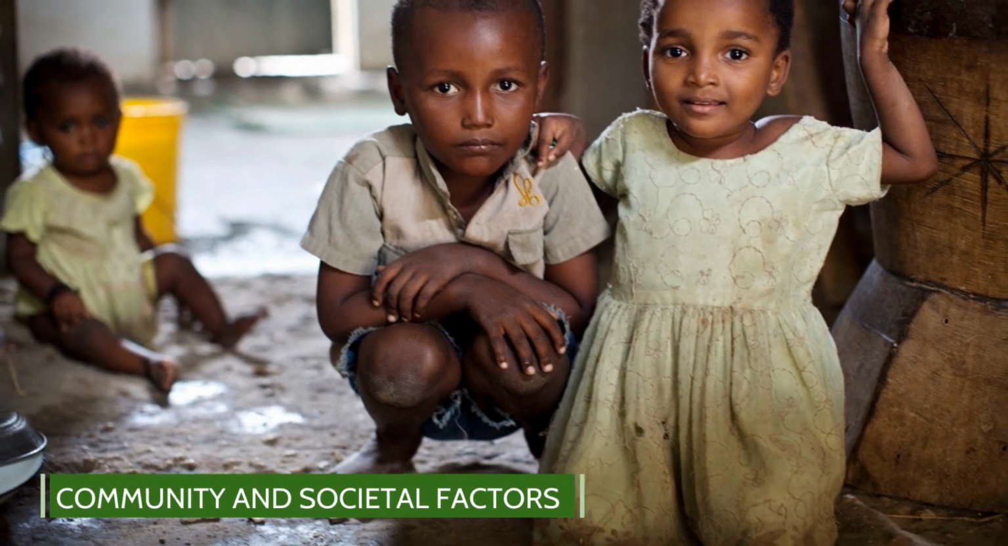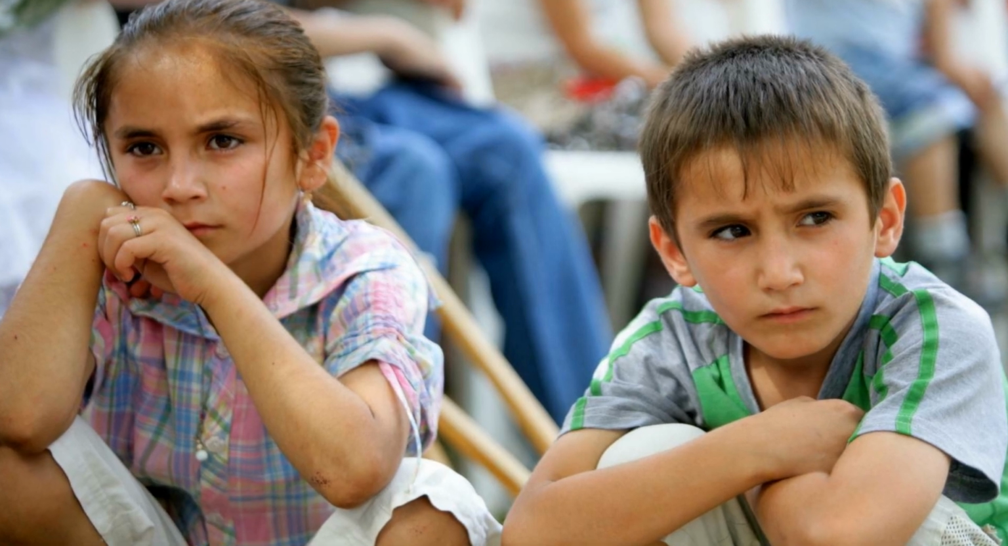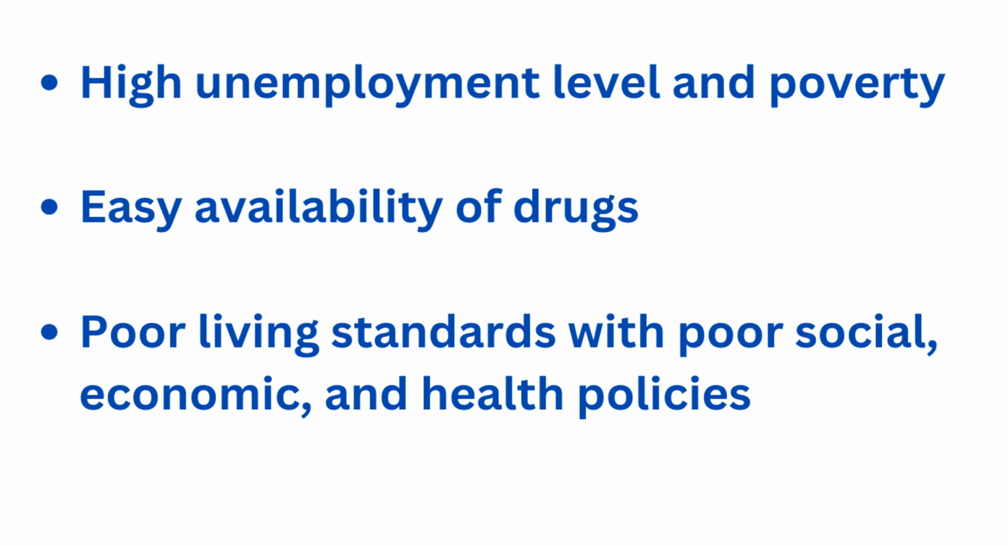Community and societal factors. Some societal and communal factors increase child maltreatment risk. They include high unemployment levels and poverty, easy availability of drugs, and poor living standards with poor social, economic, and health policies.